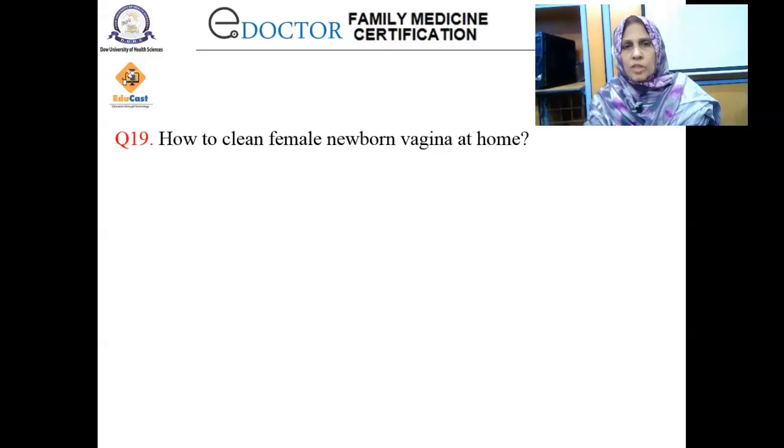What you can do is simply separate the labia out and wash it with water. You do not have to go any deeper. The vaginal secretions just take care of this, and you just need to separate out the labia and wash it with simple running water.